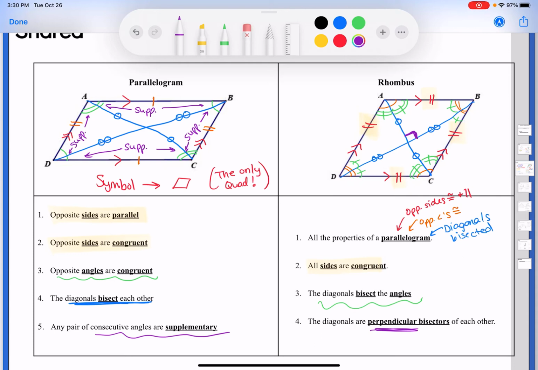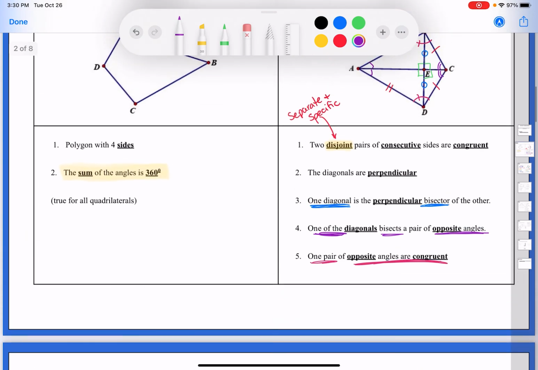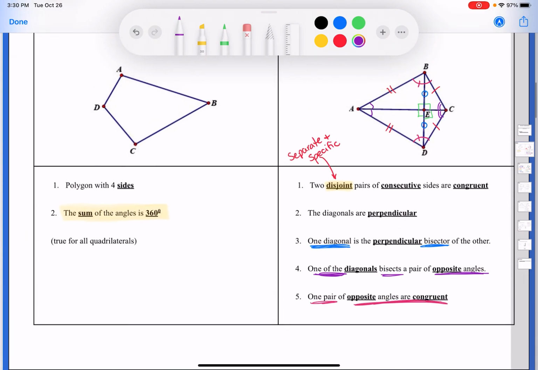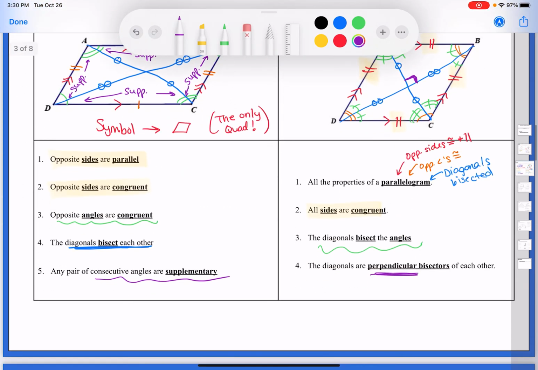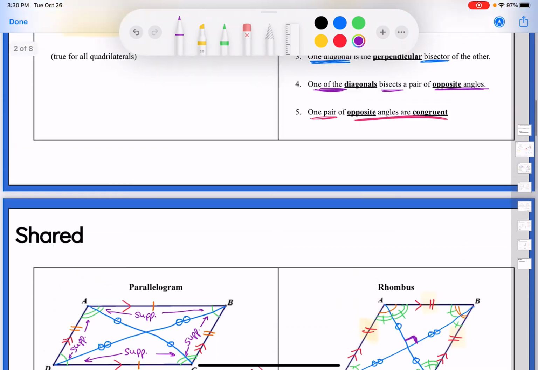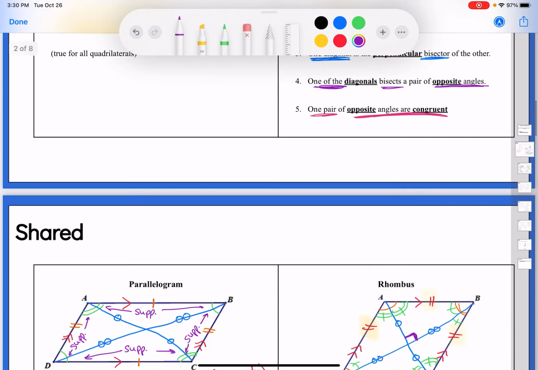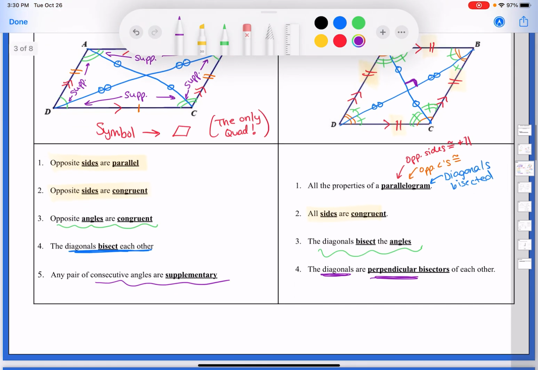Hey, maybe some of these are also sounding familiar to ones we've done before. The kite here, right? In a kite, one diagonal is a perpendicular bisector of the other. In a rhombus, both diagonals are the perpendicular bisectors. In a kite, one diagonal bisects the opposite angles. In a rhombus, both diagonals bisect the opposite angles.